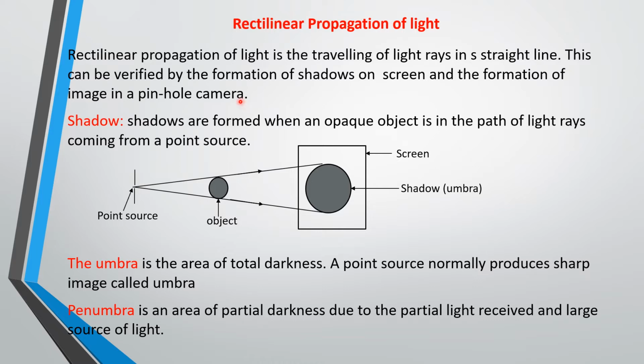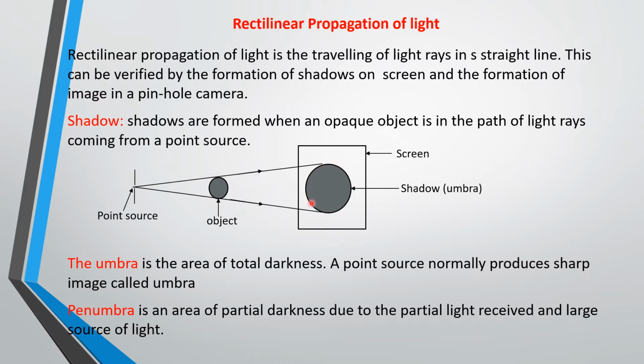And under shadow, we'll talk about eclipse, formation of eclipse. Formation of eclipse is also a proof that light travels in a straight line. So shadows are formed when an object is placed in the path of light rays coming from a point source, just like this. This is the point source of light, this is the object, and then this is the shadow that is cast on a screen. This tells you that light travels in a straight line.